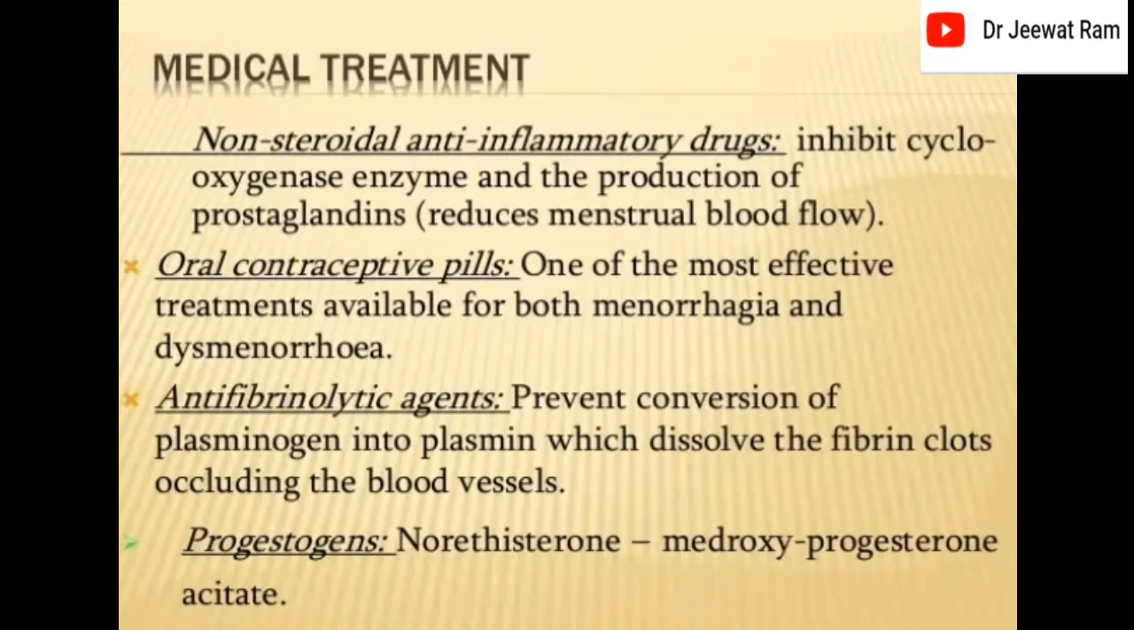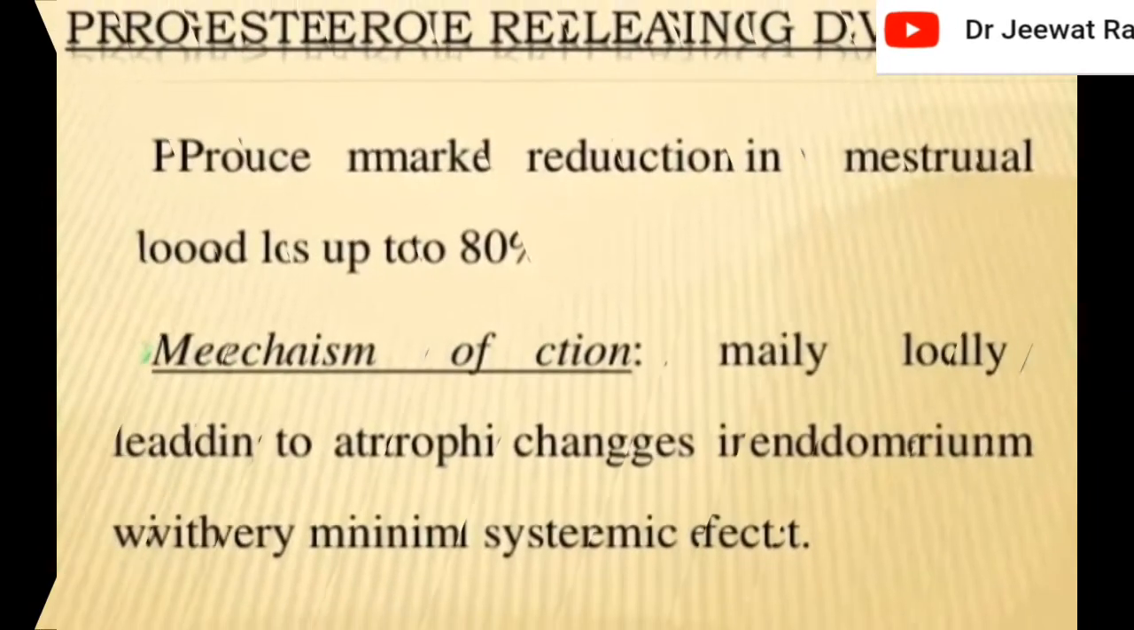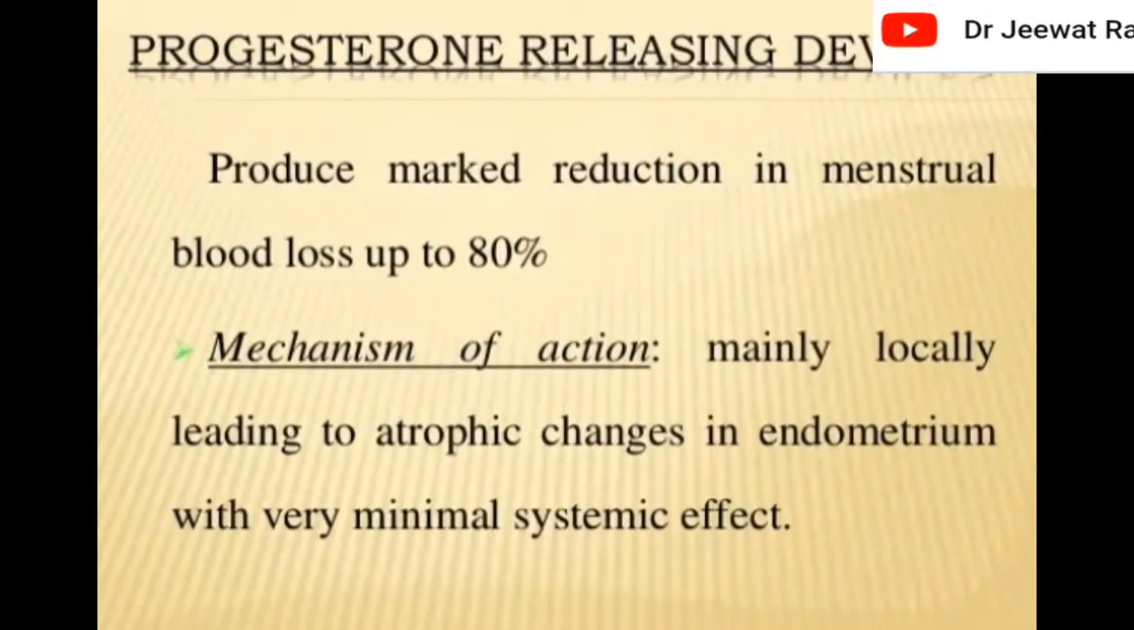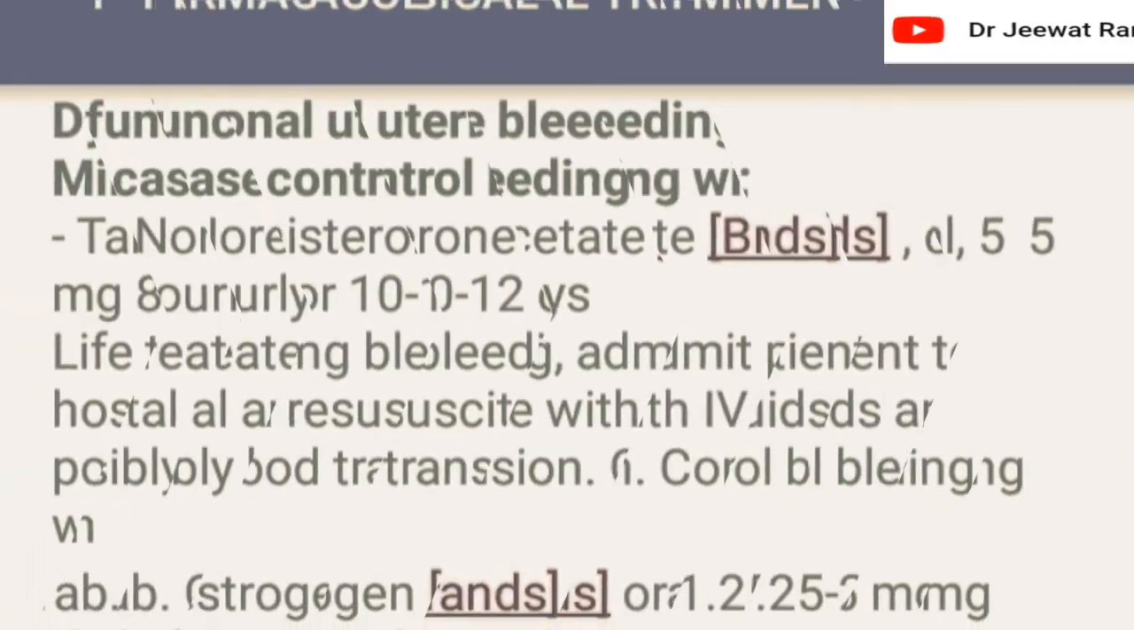Oral contraceptive pills are one of the most effective treatments available for both menorrhagia and dysmenorrhea. Antifibrinolytic agents prevent conversion of plasminogen into plasmin, which dissolves the fibrin clots occluding the blood vessels. Progestogens: norethisterone, medroxyprogesterone acetate. Progesterone-releasing devices produce marked reduction in menstrual blood loss, up to 80%. Mechanism of action: mainly local, leading to atrophic changes in the endometrium with very minimal systemic effect.